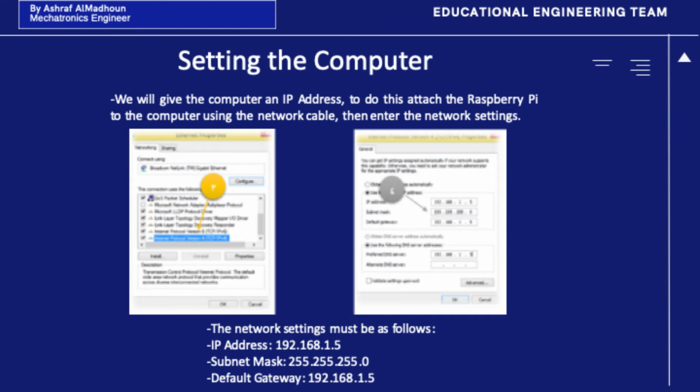Now we will give the computer an IP address. To do this, attach the Raspberry Pi to the computer using the network cable and then enter the network settings, which is shown here. Now you can follow these steps in the figure.